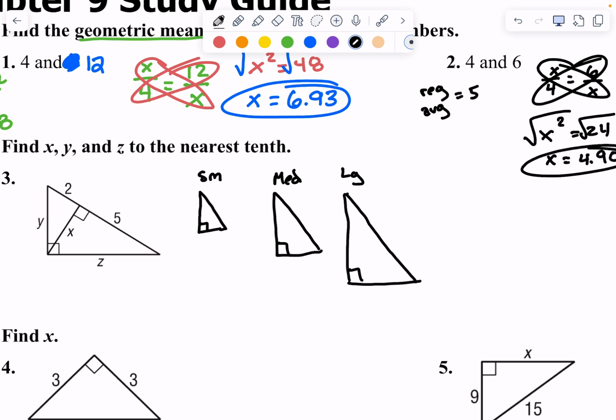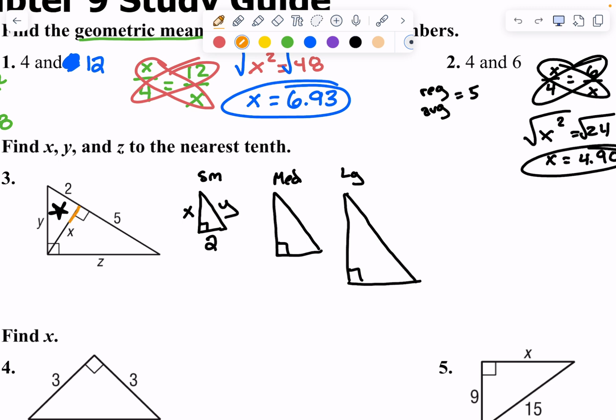Number 3 has 3 triangles in it. Do you see all 3 of them? Yes, the small, medium, large. All right, the small guy is over here. What is his shortest side? The small one. So I'm going to label him as a 2 down here. What's his tall side? X, and his hypotenuse side is Y. Do you see how that works out, right? 2, x, y.